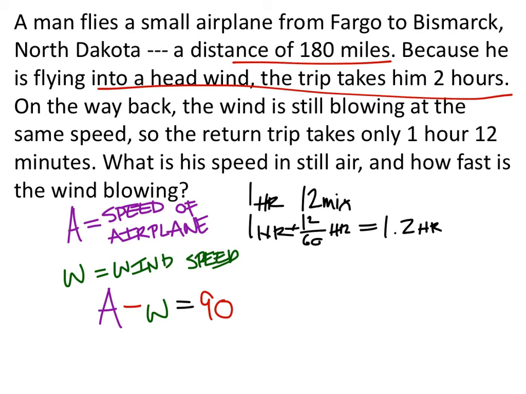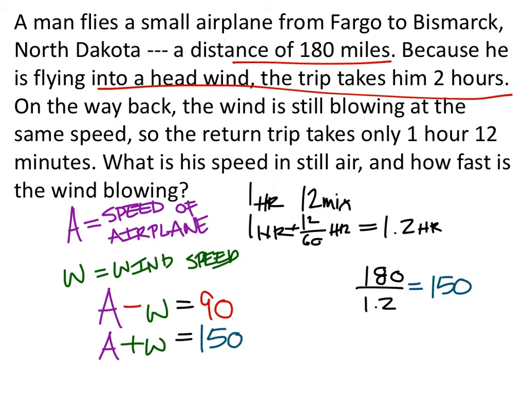Next, we need the return trip, which would take the speed of the plane, but we're adding the speed of the wind because it's going to make them go faster, right? So we should see some higher value than the 90 for the return trip. And that would be, so it was 180 miles. It's the same trip, but this one took 1.2 hours. And that is 150 miles per hour on the way home. And this gives me my system.